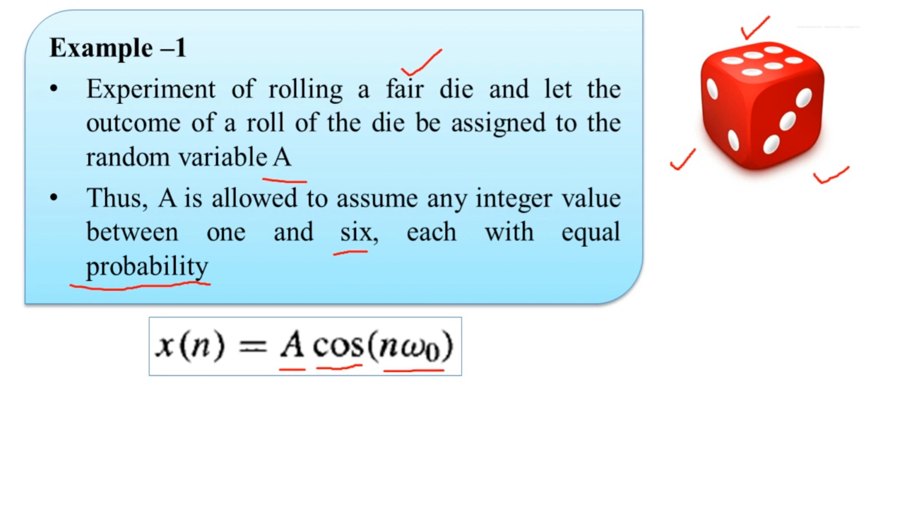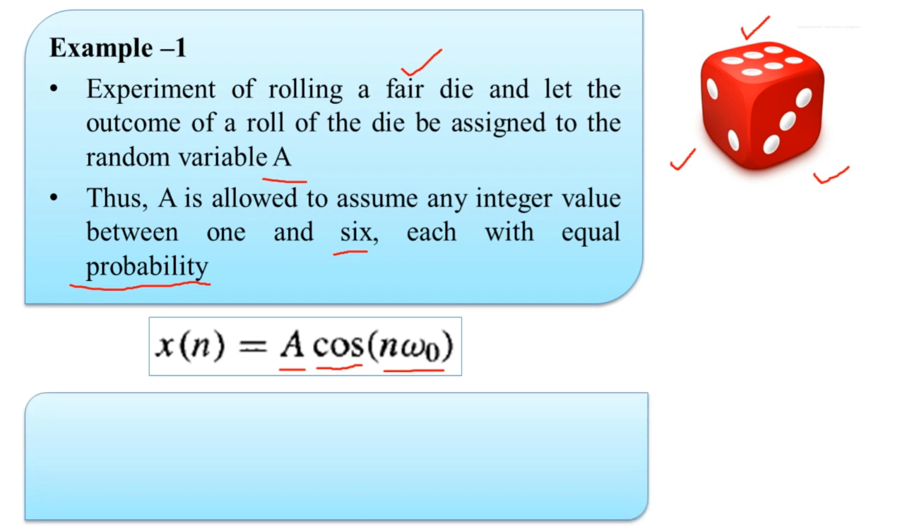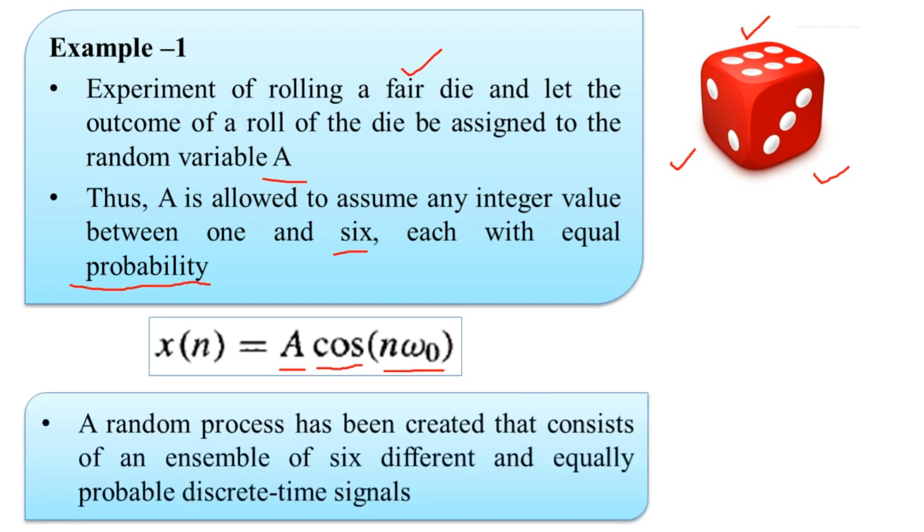So in this particular representation that we have seen, a random process has been created, and it consists of the ensemble of the 6 different and equally probable discrete time signals here. So this is with respect to the example 1 for the rolling of a fair die here. Now we can have another example. We call it example number 2 here.